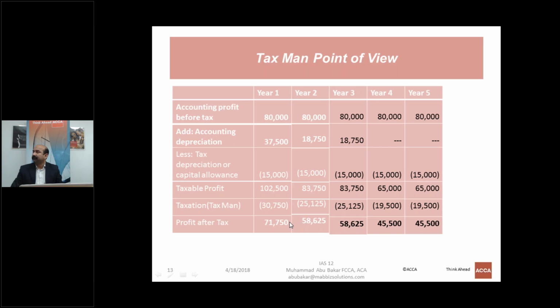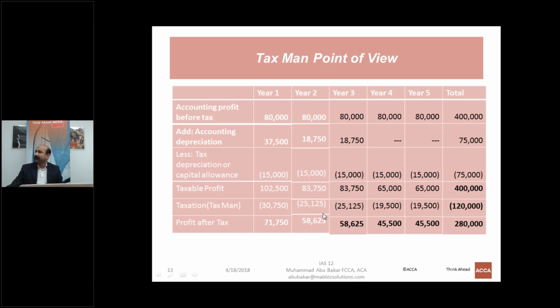We can see that in years 4 and 5 there was no accounting depreciation. So this is the total. Here you can see that the cumulative tax is 120,000. This is basically the current tax payable, which is calculated by applying the tax rate to the taxable profits.